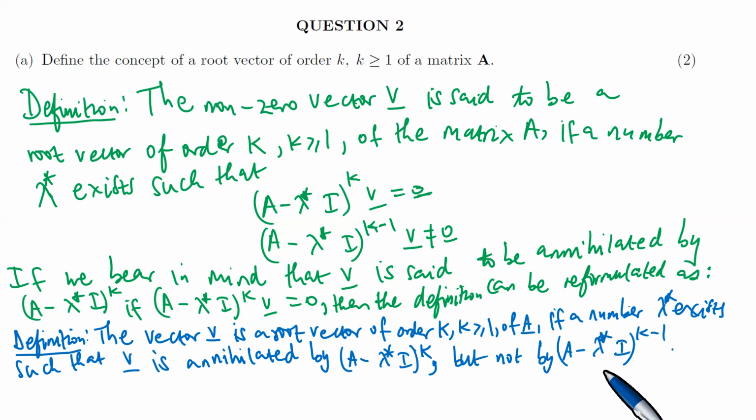The vector V is a root vector of order K, K greater or equal to one, of A, if a number lambda star exists such that V is annihilated by (A minus lambda star I) to the power K, but not by (A minus lambda star I) to the power K minus one. Okay, note that. We have noted that we have equivalent definitions for the root vector. So, in view of those two definitions, we have defined the concept of a root vector for 2 marks. Therefore, we are pretty much done with the definition, and I want us to proceed to the next question.